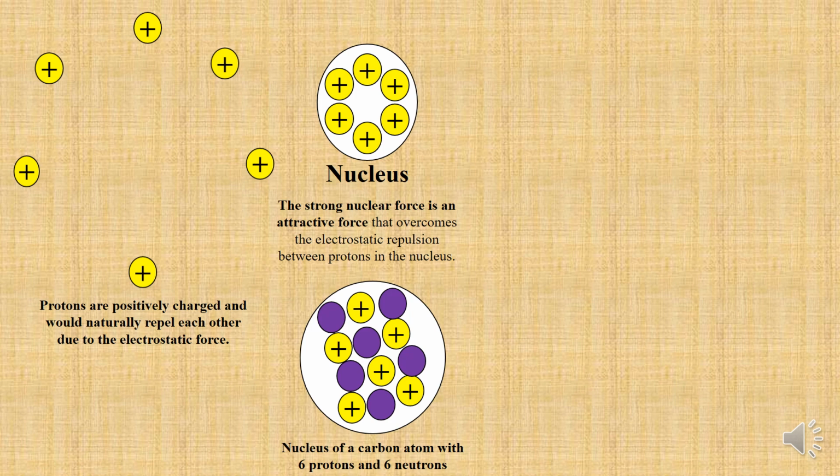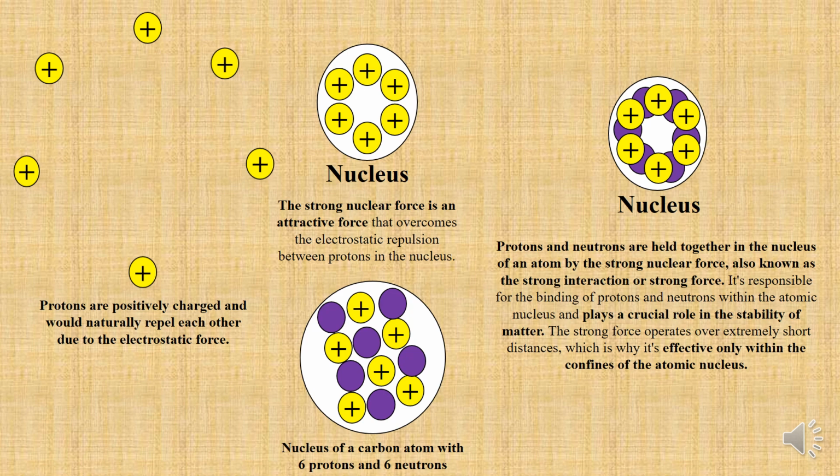Now the strong nuclear force is an attractive force that overcomes this electrostatic repulsion between protons in the nucleus. Now protons and neutrons are held together in the nucleus of an atom by the strong nuclear force. It's also known as the strong interaction or strong force. So it is responsible for binding of protons and neutrons within the atomic nucleus and plays a crucial role in the stability of matter. Now the strong force operates over extremely short distances, which is why it's effective only within the confines of the atomic nucleus.